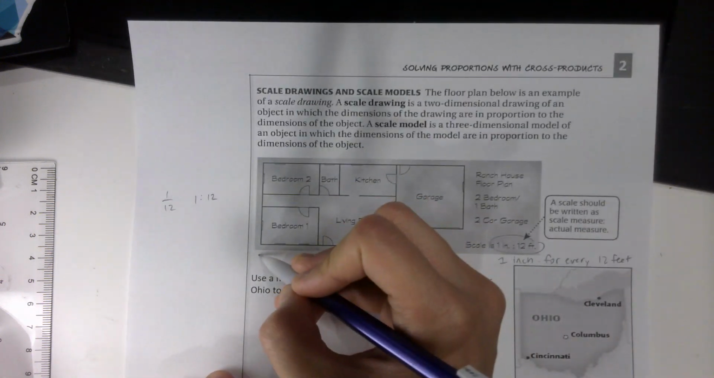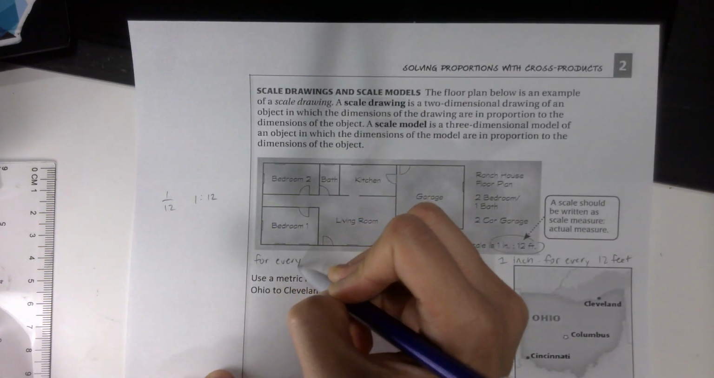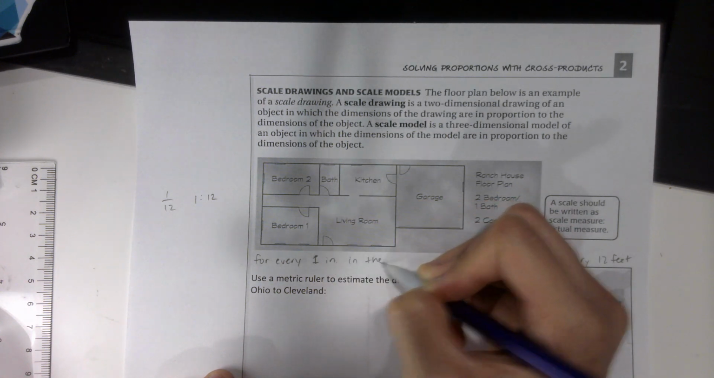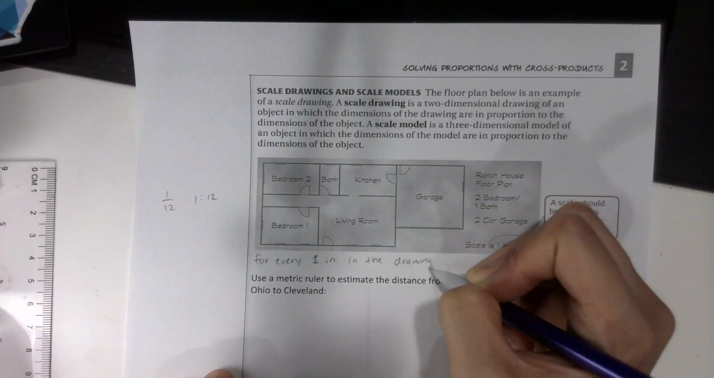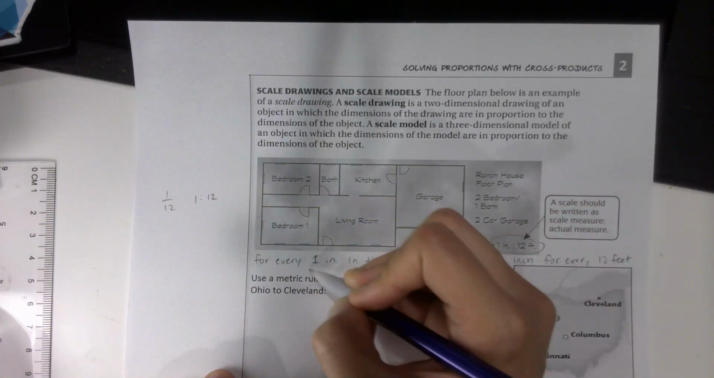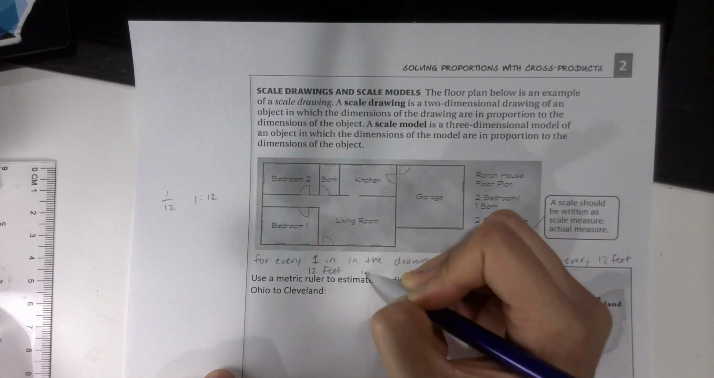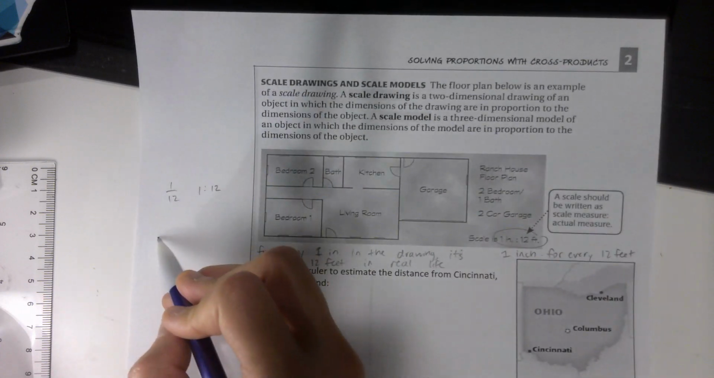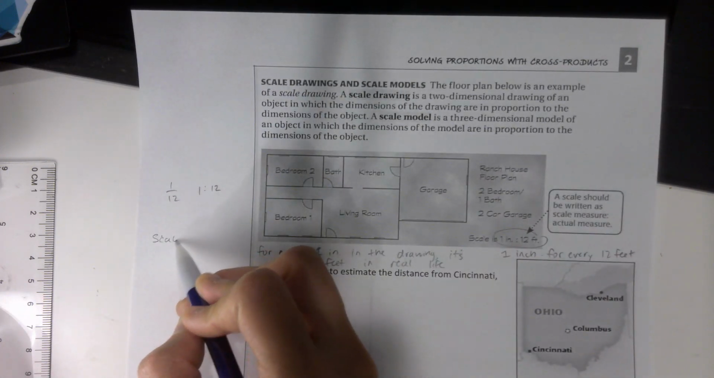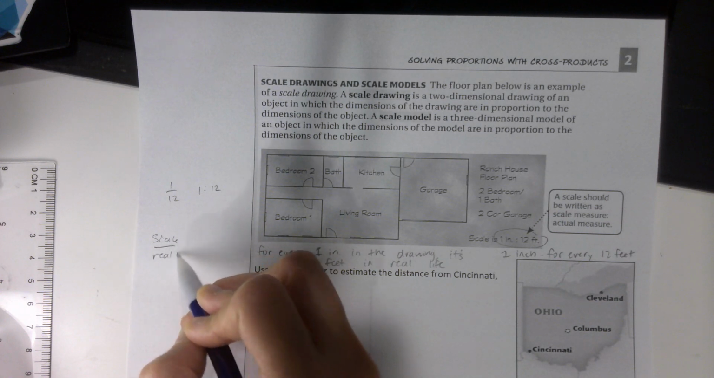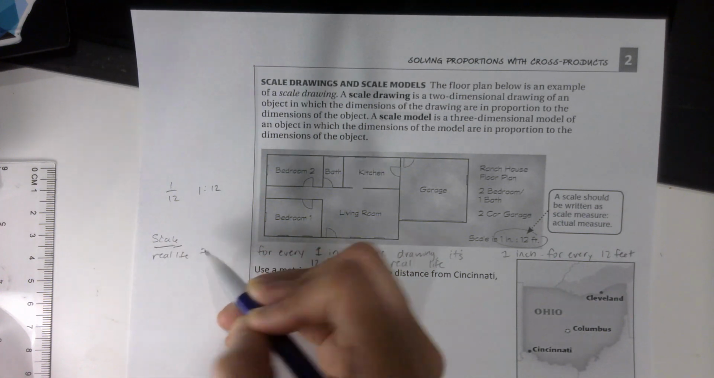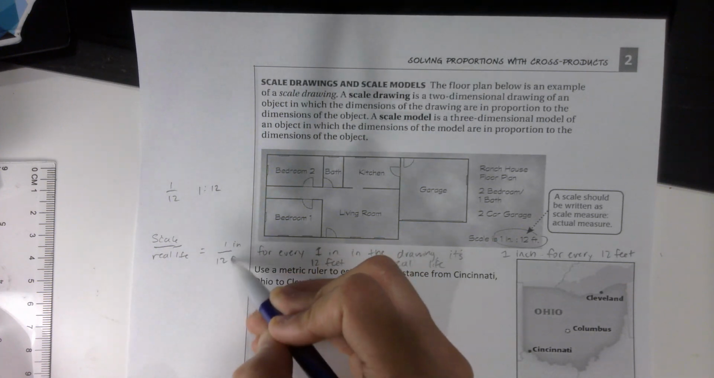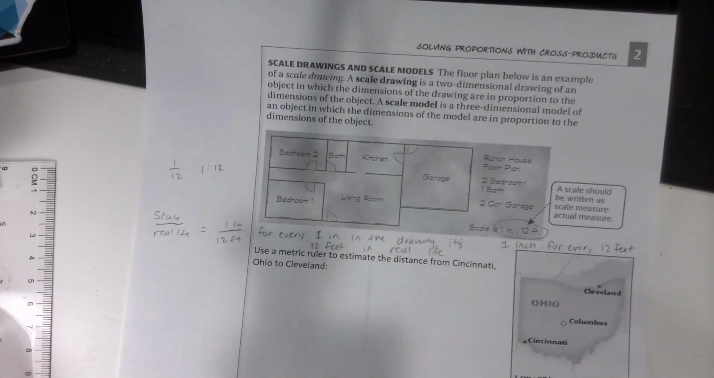So, I'll write that. For every 1 inch in the drawing, it's 12 feet in real life. Right? Like if I did this, scale drawing over real life would be 1 to 12, inch to feet. Remember, we always want our units. Units are super important with scales.